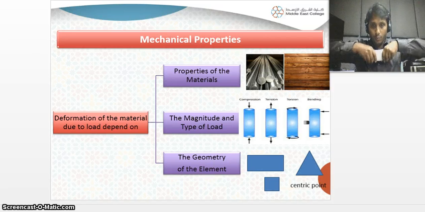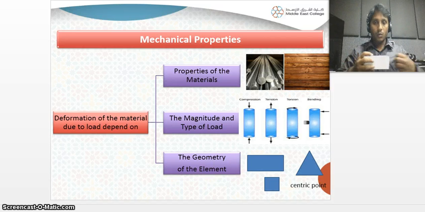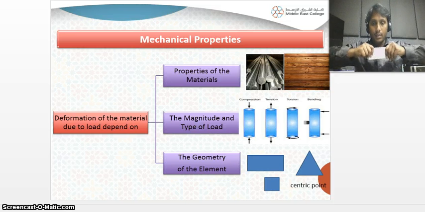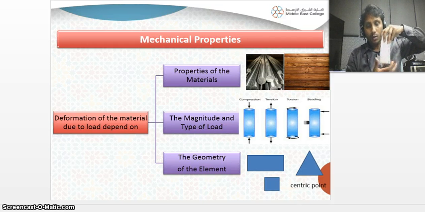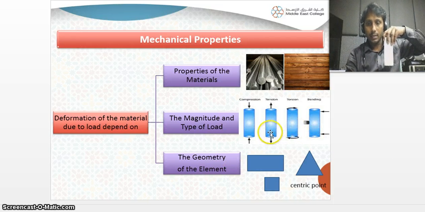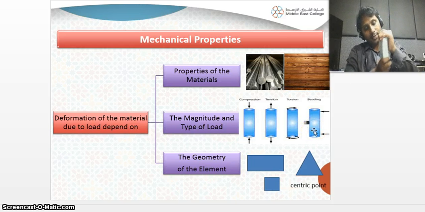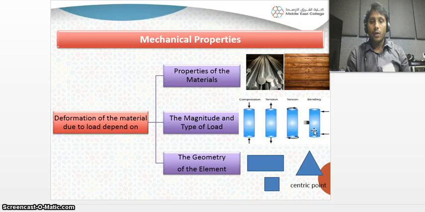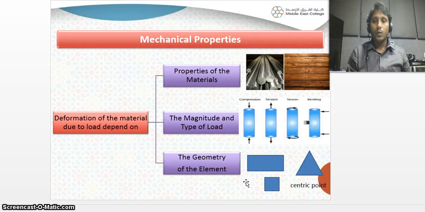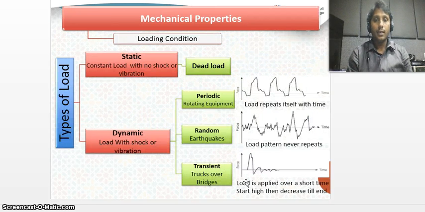If I'm pulling it, load acting in an outward direction, it is tension. If the load is applied in a circular direction, that can be called torsion. This is tension and this is torsion. If I try to bend it like this, it tries to bend. That is called bending force. According to the geometry of the element, it can be rectangular, square, or triangle, where the center point will change. So these are the mechanical properties.